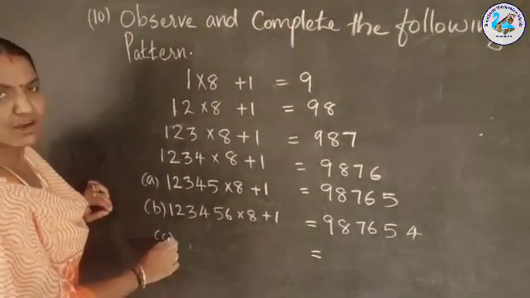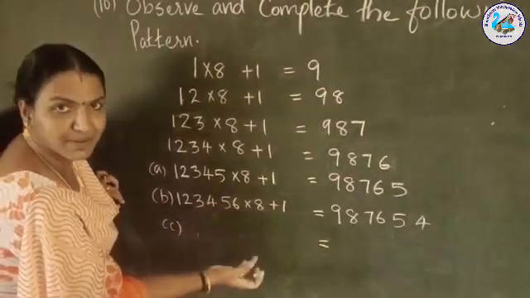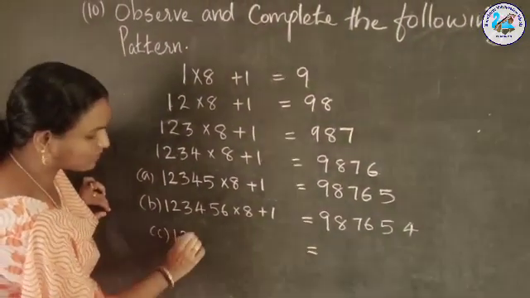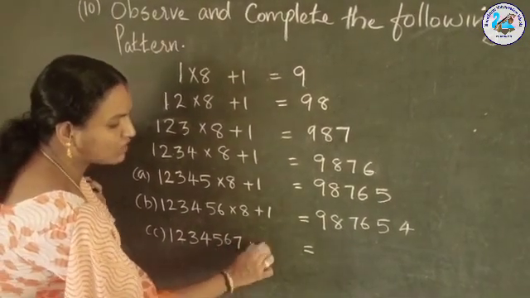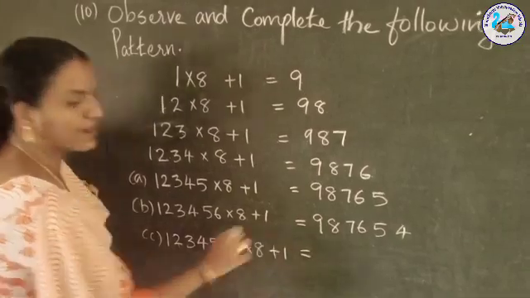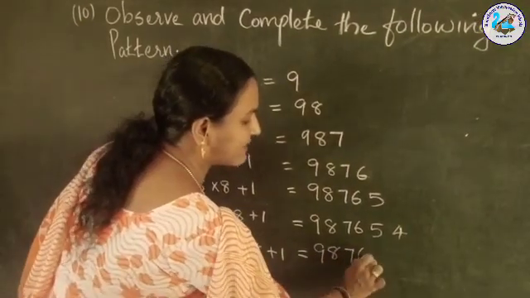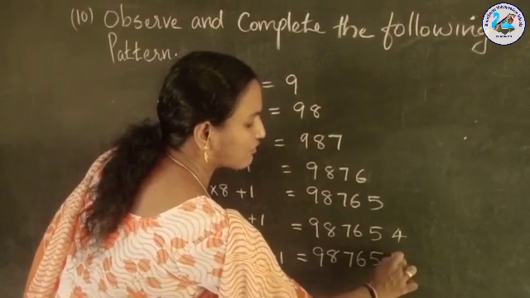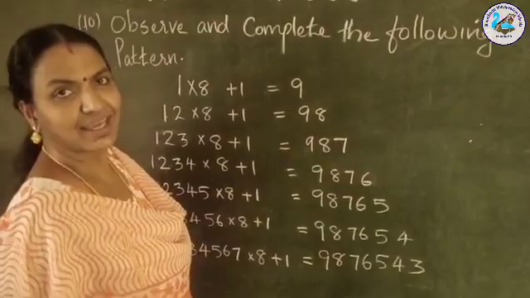Then the next one, option C. Here 1, 2, 3, 4, 5, 6. What is the next number? 7. So 1234567 into 8 plus 1 is equal to 9, 8, 7, 6, 5, 4, then 3.